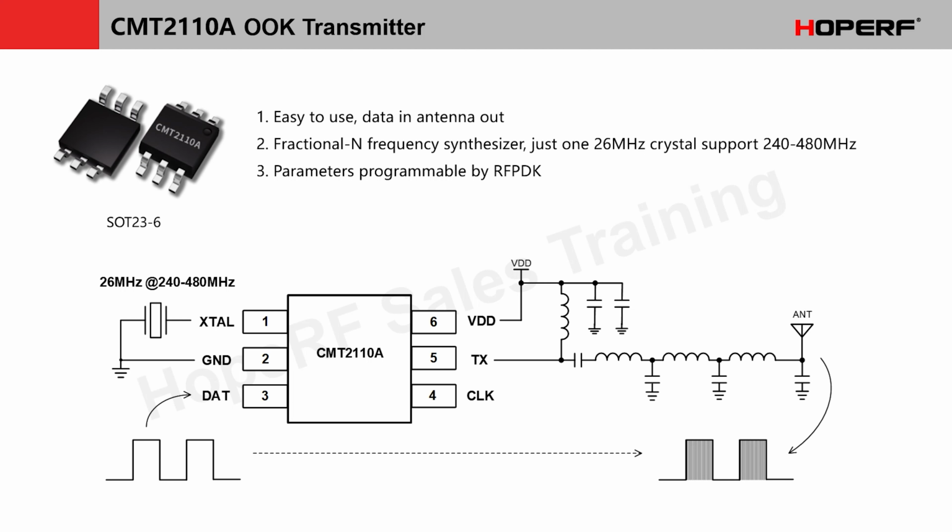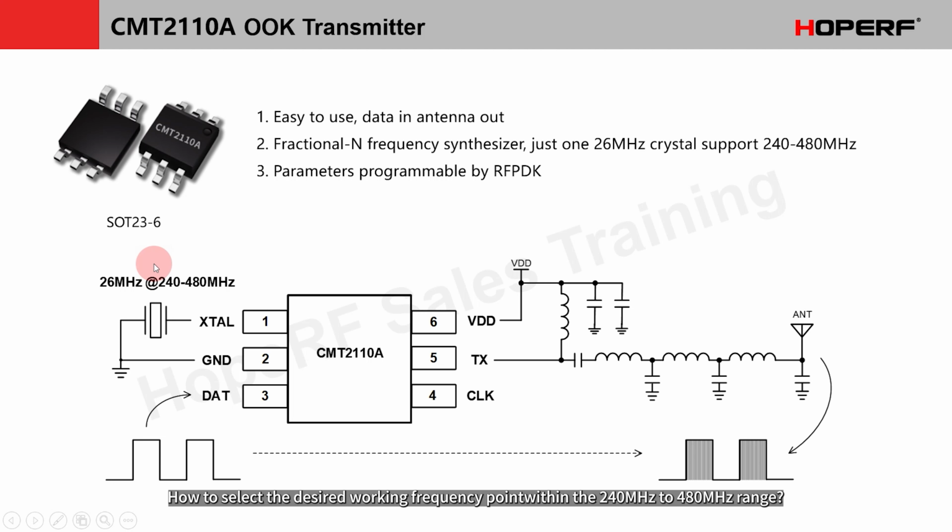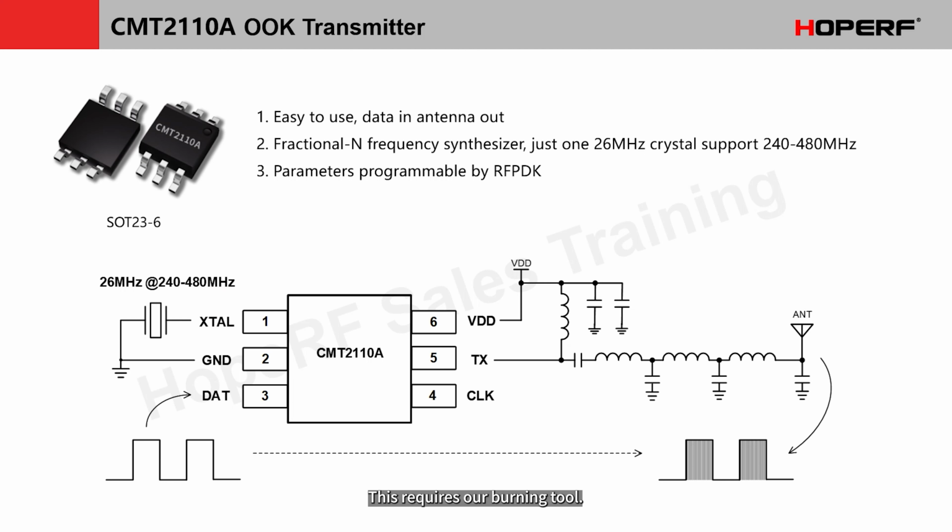Its second feature, CMT2110A supports fractional frequency division, which means it can use a 26 MHz crystal oscillator to achieve a frequency range of 240 MHz to 480 MHz. How to select the desired working frequency point within the 240 MHz to 480 MHz range? This requires our burning tool. Support for burning configuration parameters is our third feature. Parameter burning requires support from the host software interface, which is our RFPDK.